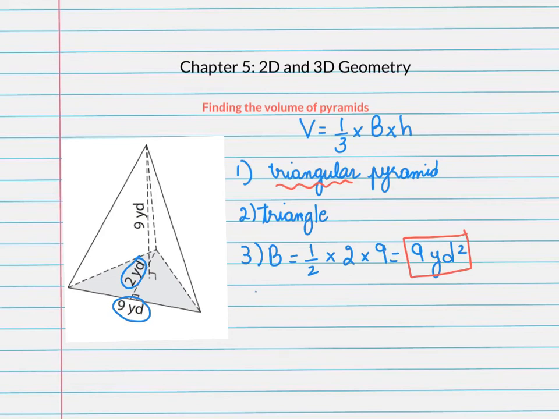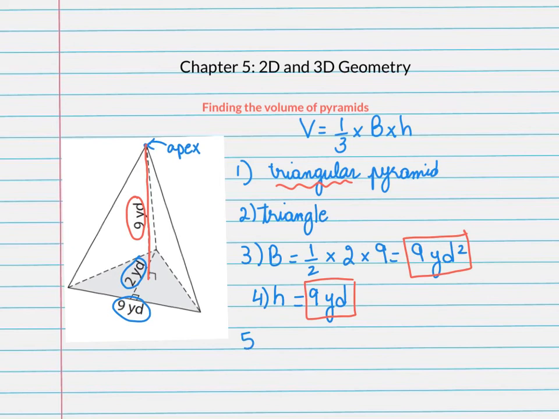Step number 4 is identifying the height of the pyramid. Remember, in a pyramid, the height drops from a point at the top called the apex, and it has to be perpendicular to the base. I'm going to draw it in red. So it's all the way down till it reaches the base, and that's a height of 9 yards as shown in the figure. So the height here is equal to 9 yards. We highlight it as well to use it later.